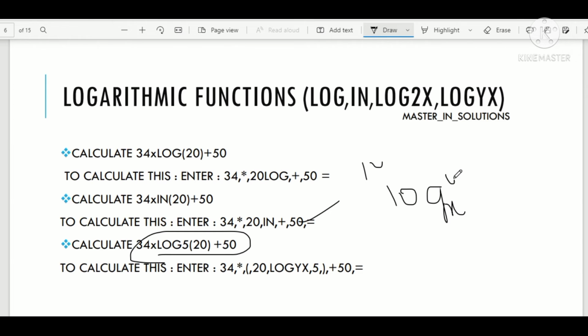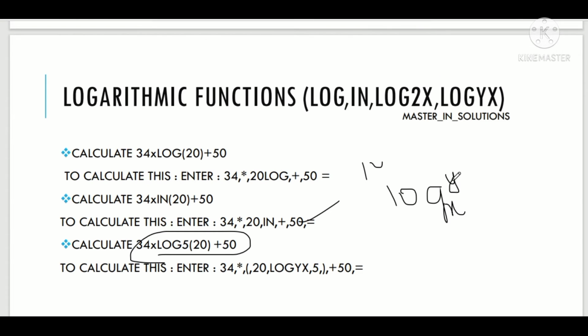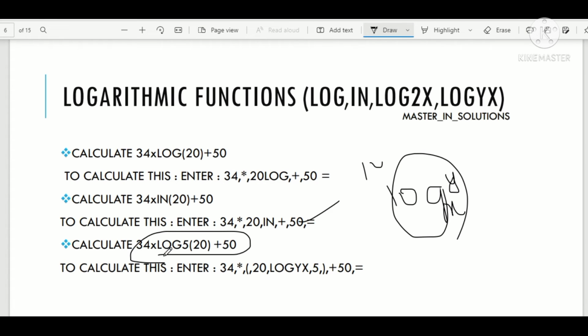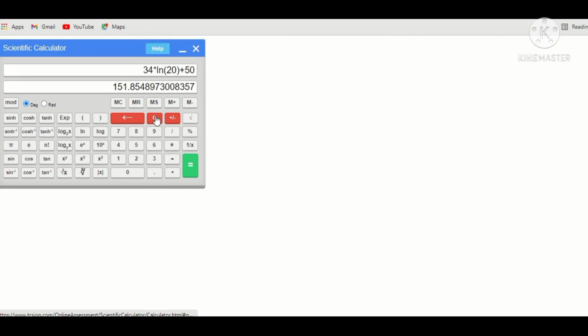Log x to the base y, and log y to the base x, cannot be entered like this, so let me explain how to write this. We are having 34 into log 20 to the base 5, plus 50. Let me write this, and let me clear this also.